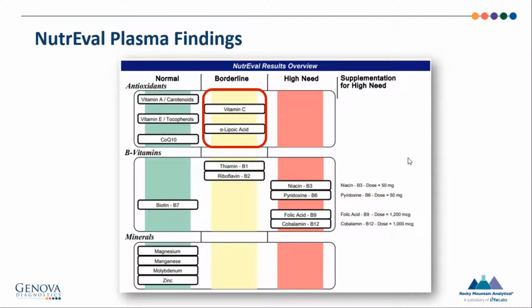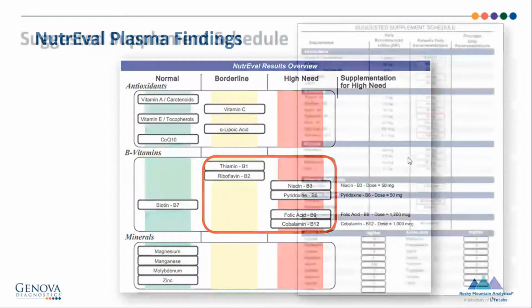Well, as far as antioxidants, a moderate vitamin C and alpha lipoic acid make a moderate antioxidant need a headline. And certainly as well for the B vitamins, even more so. So a number of high and moderate needs for B vitamins make this a very big headline for this test. The minerals really look pretty good here. So we expand on this on the next page.